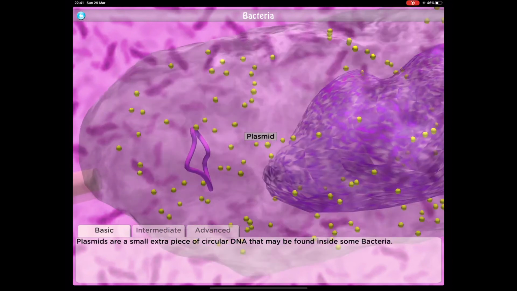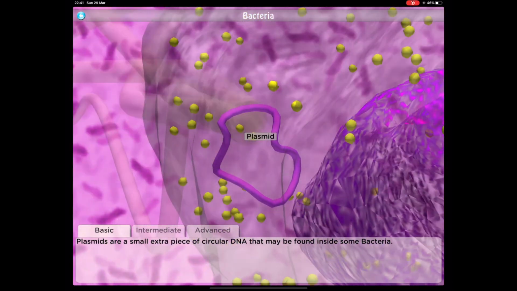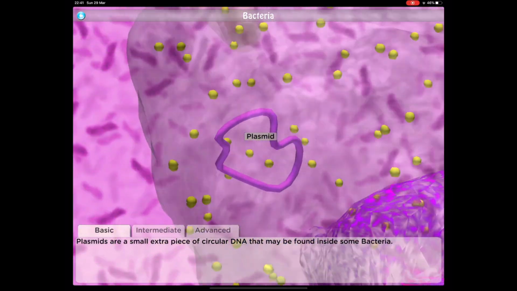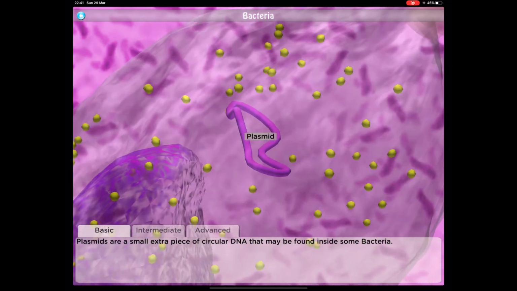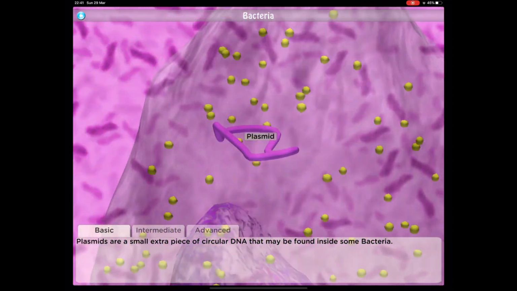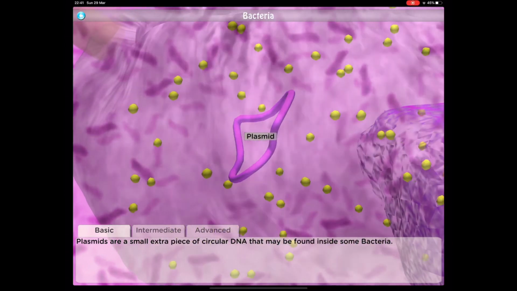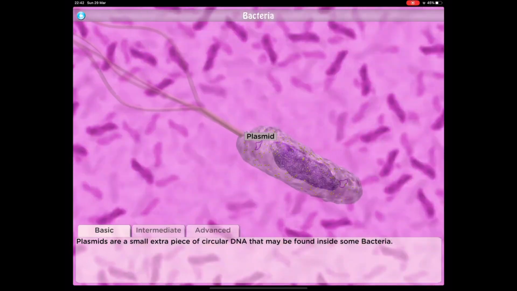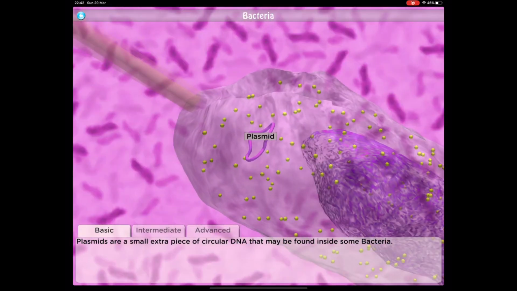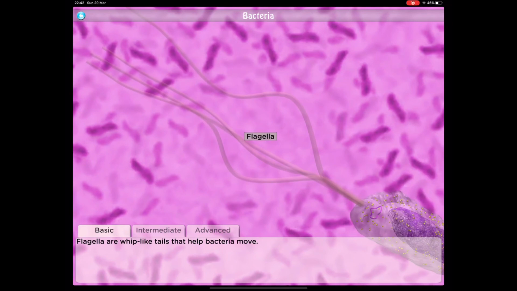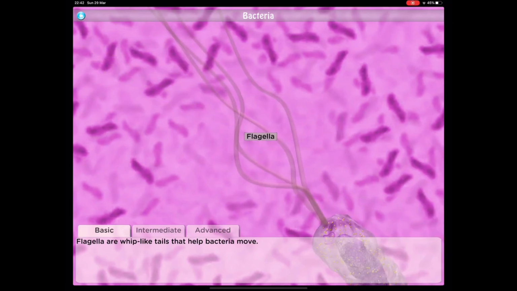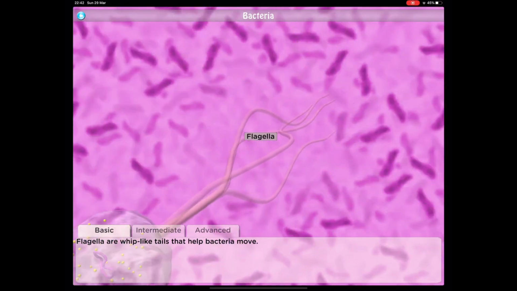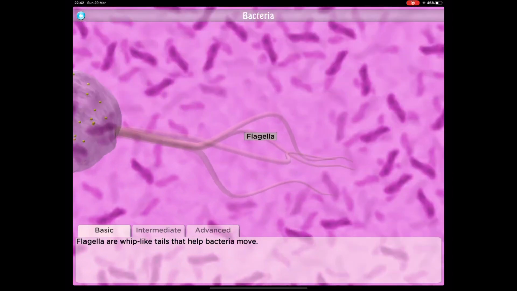You've got your plasmid here. So you can see the plasmid there. The ringed section of DNA, circular section of DNA. And it's important for genetic engineering. And you will need to know its importance and its function later on when we look at genetic engineering in a bit more detail. So here you have the flagella, okay, a tail-like structure that allows the bacteria to move. Okay, so this allows the bacteria to propel itself in various mediums.